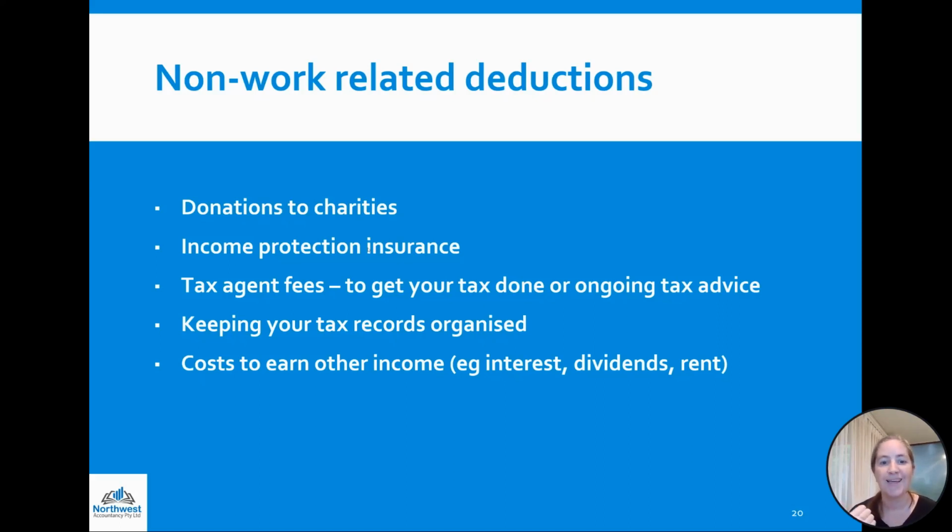So things like a subscription to a share trading membership or site, or financial advice from a financial advisor. Now, the one thing that is different with that one, your upfront fee for your financial advisor is not tax deductible, but the ongoing advice is. So just be mindful of that one.